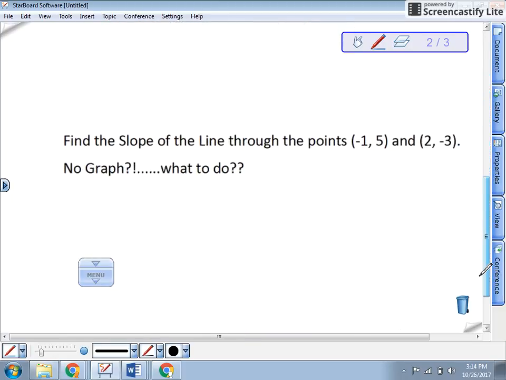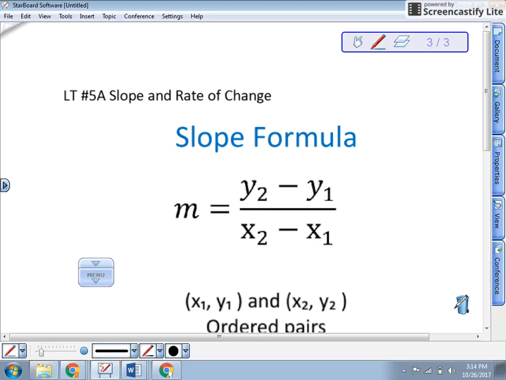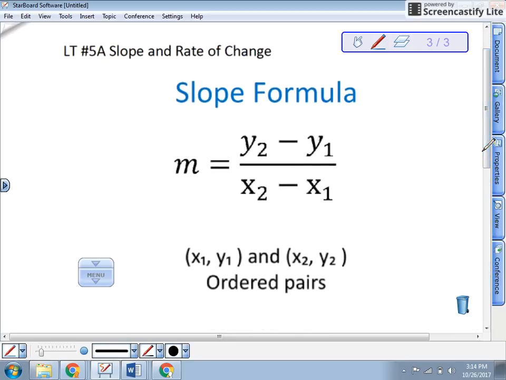Find the slope of the line through the points (-1, 5) and (2, -3). But there's no graph. What do we do? Okay, well, if only we had a slope formula we could use. And there it is. So slope formula, really important. Again, m represents slope. Okay, it equals y2 minus y1 over x2 minus x1.